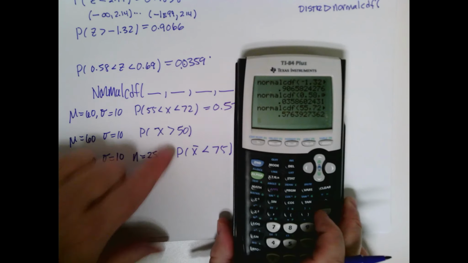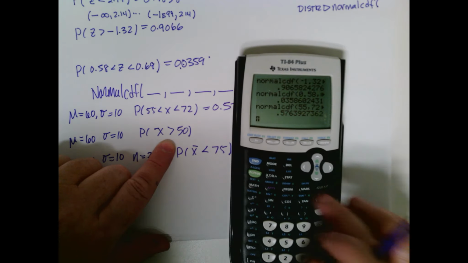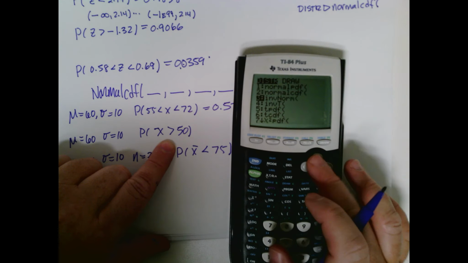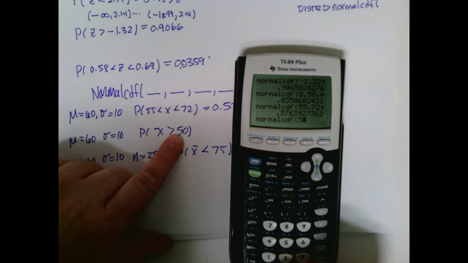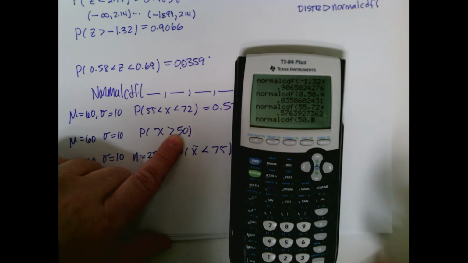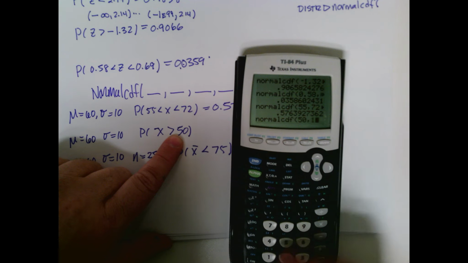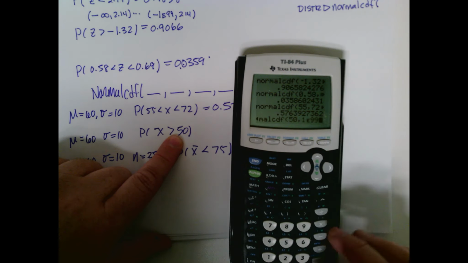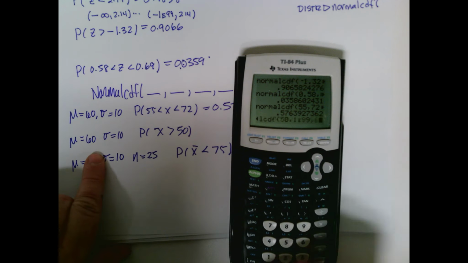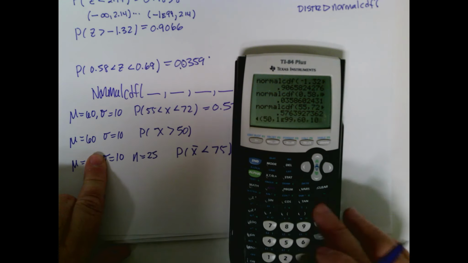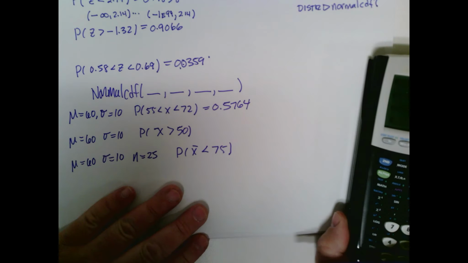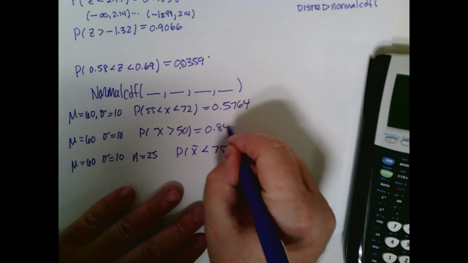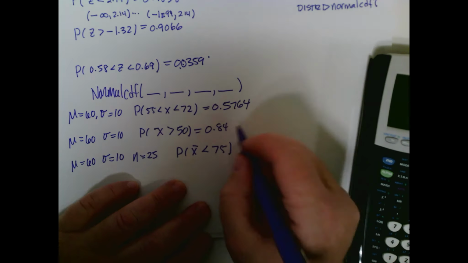And again, if you need the infinity, you go to the same function. Since this is the smallest number, 50, up to our machine infinity, we have 1 E 99, comma 60, comma 10, and we get 0.8413.